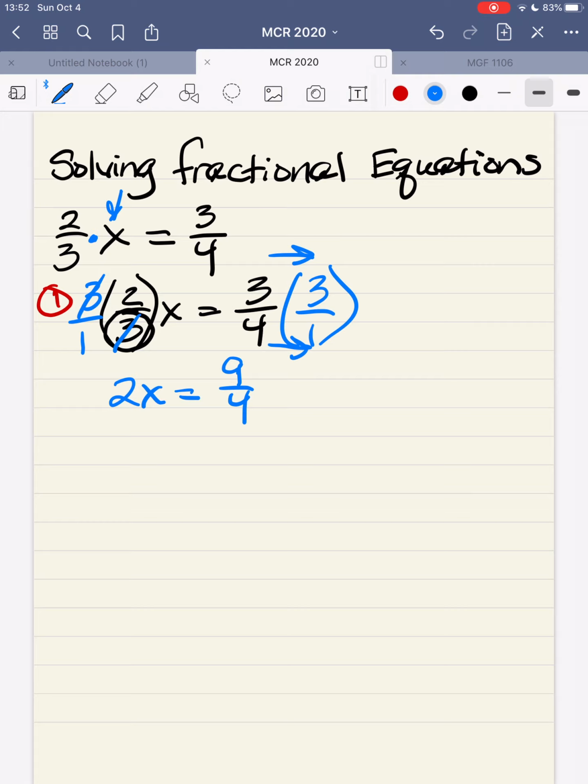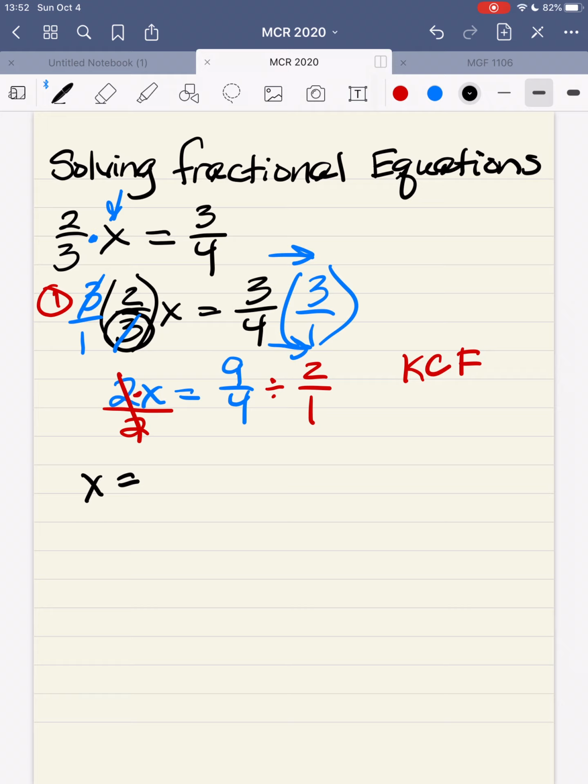Going back, I go ahead and look at my 2 and my x. They're still being multiplied, but now 2 is a whole number. In order to undo multiplication with a whole number, I need to divide. And on this side, I'm going to write it as 2 over 1. Okay, because remember when we divide fractions, we do the keep, change, flip. These are going to cancel, leaving me with the x. That's not my problem. Okay, that's straight up.